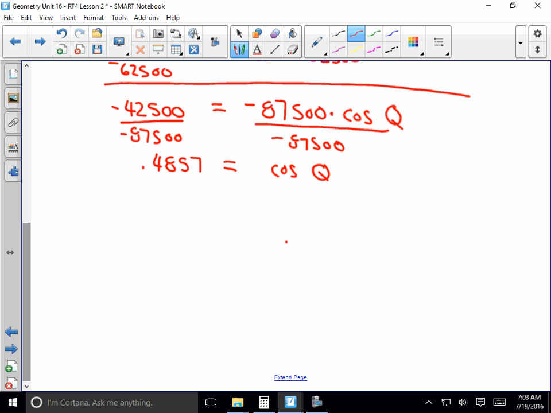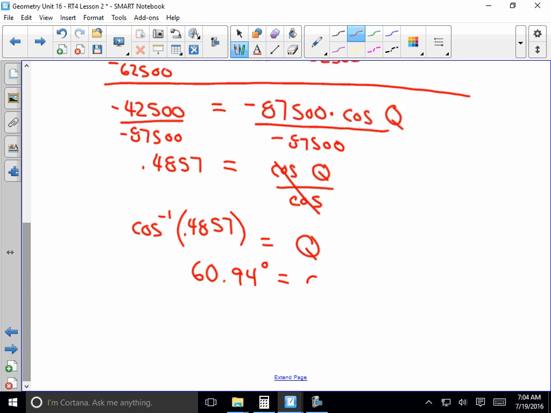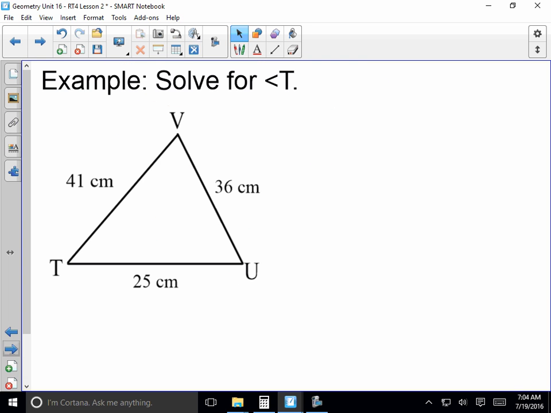And then remember back to some of our earlier units. How do we get Q by itself? We want to think about the idea of dividing by cosine. We can't technically divide by cosine, so we use the cosine -1 or the inverse cosine to do that process for us. And if we do the inverse cosine of that value, we get an angle measure of 60.94 degrees for angle Q, and we can round that however we would like.